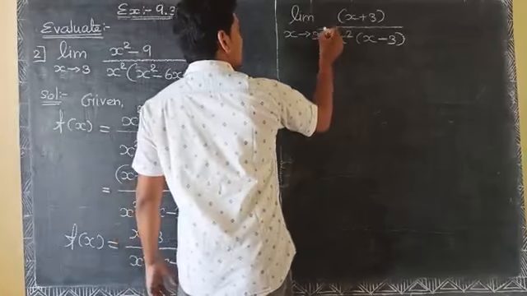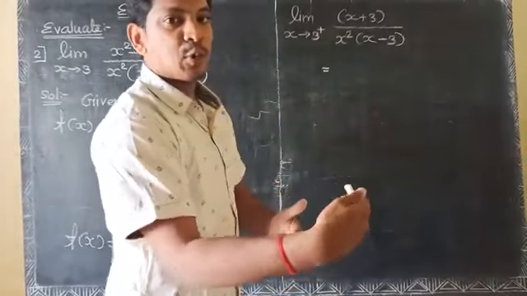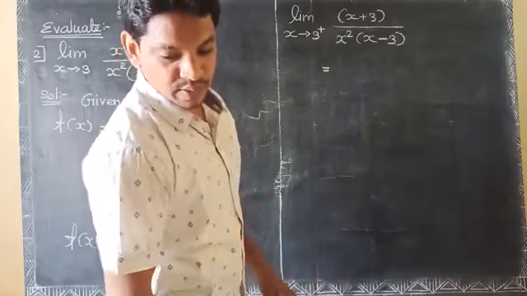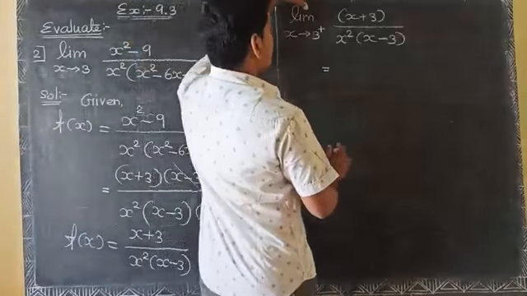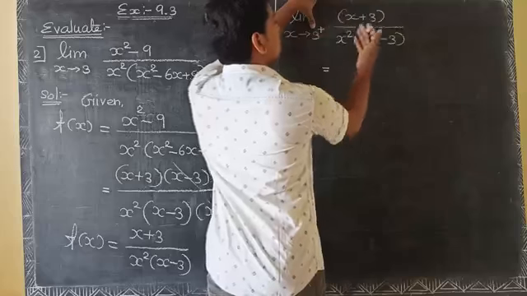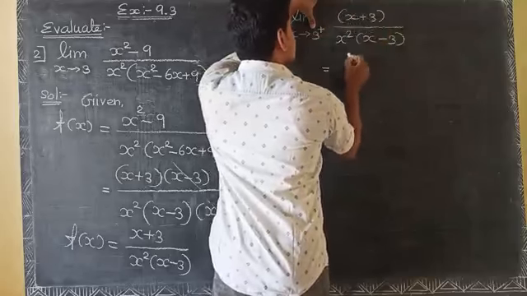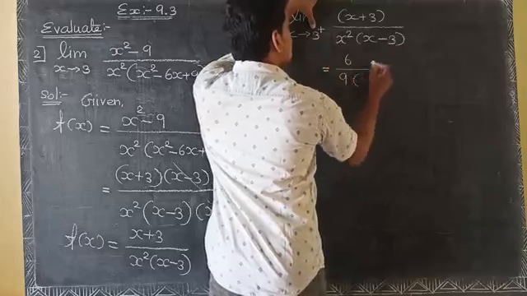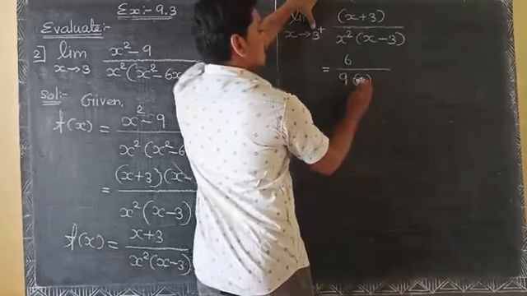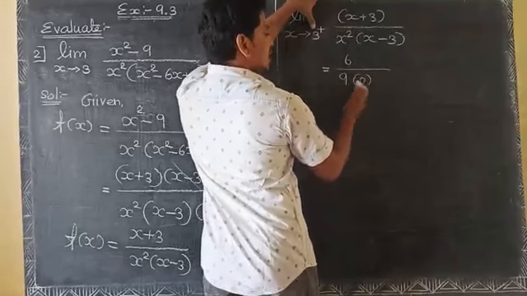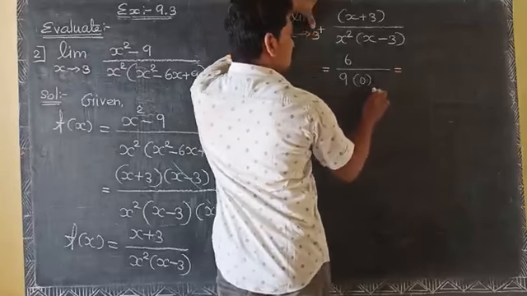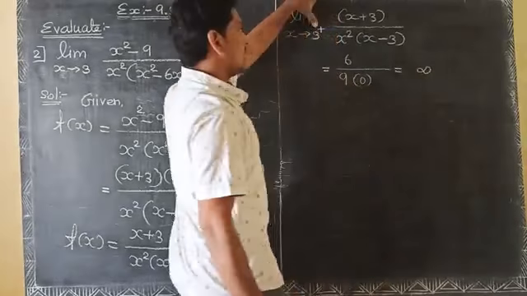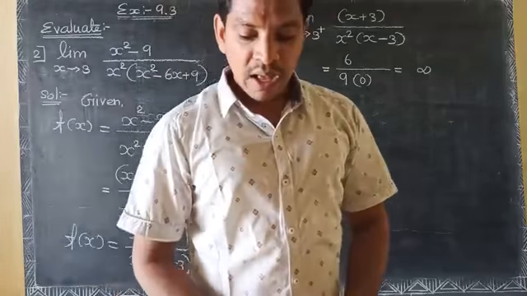Here replace x equal to 3 into the function. Here plus means approaching from the right. Replace x equal to 3 into the function, that is 3 plus 3 is 6 divided by 3 squared is 9 into 3 minus 3 is 0. 9 into 0, anything into 0 is 0, that is 6 divided by 0. Anything divided by 0 is like infinity.